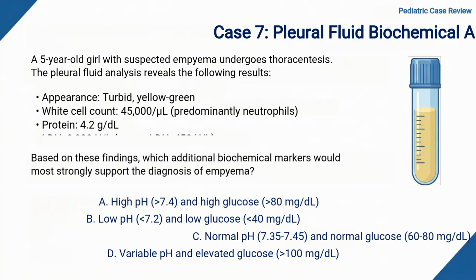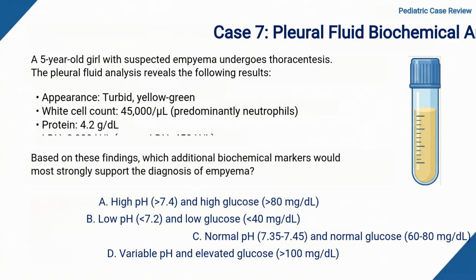Option A, high pH greater than 7.4 and high glucose greater than 80 mg per deciliter. Option B, low pH below 7.2 and low glucose below 40 mg per deciliter. Option C, normal pH 7.35 to 7.45 and normal glucose 60 to 80 mg per deciliter.